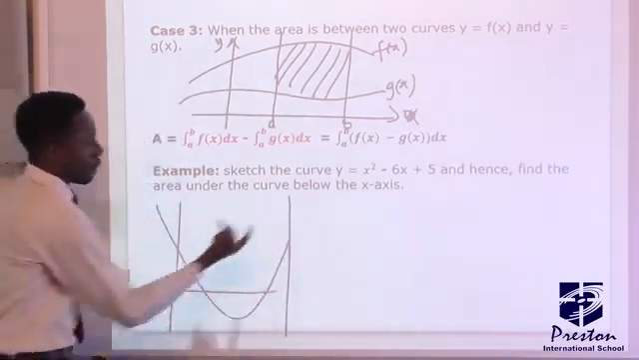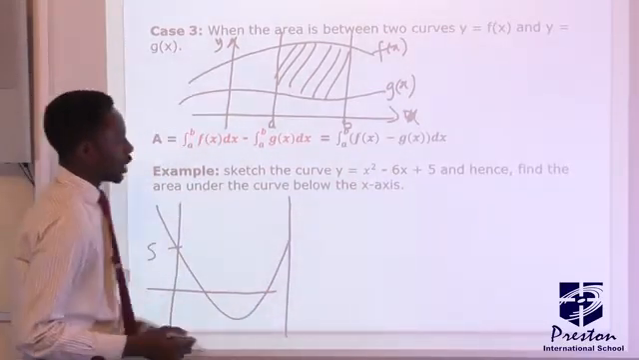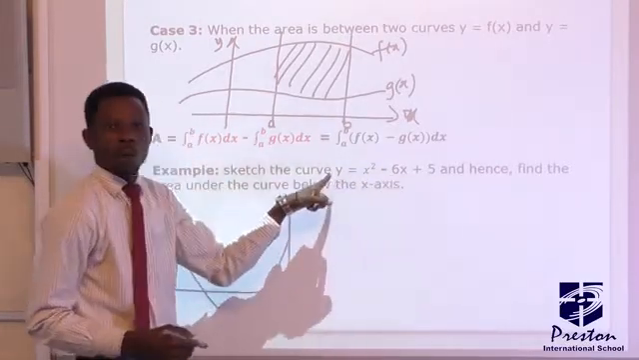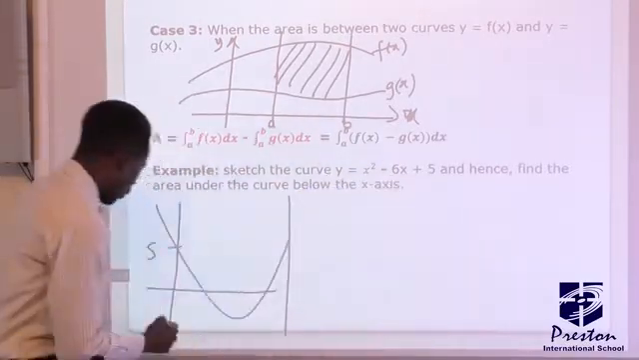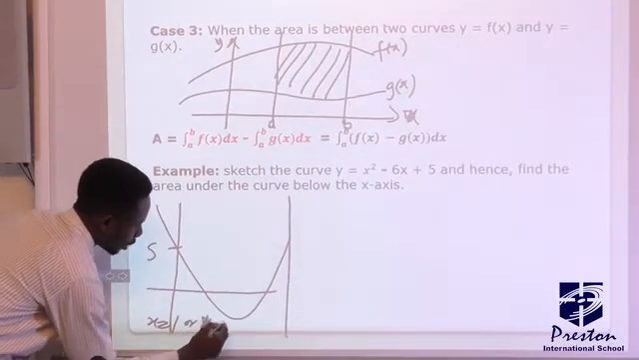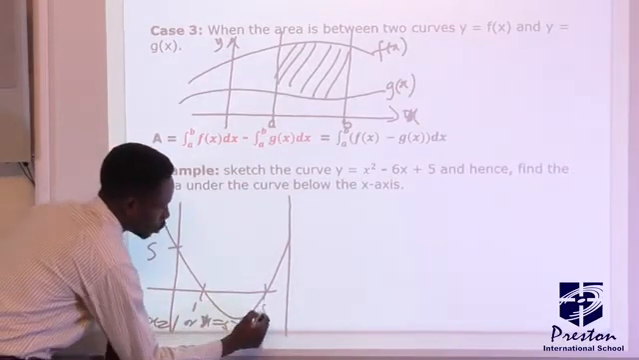This is the curve, but the y-intercept is 5, so we have this one to be 5. Then you are solving this, finding the value of x when y equals 0, and by the time you have that done, you are going to be getting x equals 1, and then x equals 5. That simply means we have this point to be 1, and we also have this point to be 5.